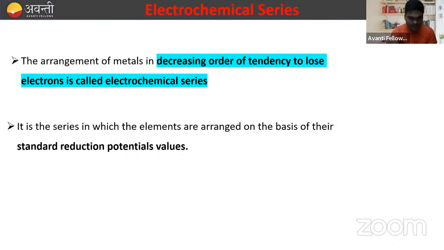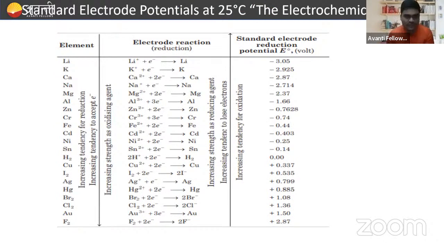As we see in the graph, this is basically the electrode potential series. It gives the standard electrode potential at 25 degrees Celsius for elements like lithium, sodium, potassium, calcium, magnesium, aluminum, zinc, chromium, Fe, cadmium, and so on. This is their reaction, where reduction is going on, and in the next column we have the standard electrode reduction potential value. For lithium, you can observe that this is maximum.